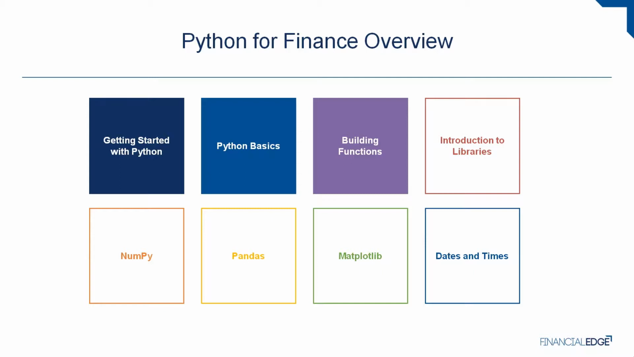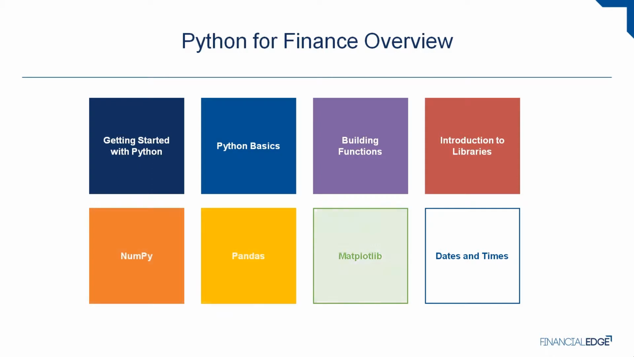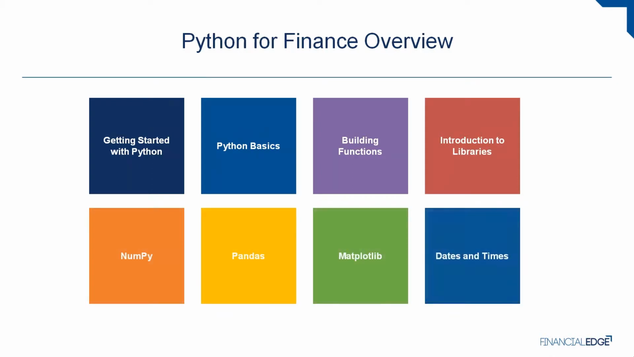And then finally, we move on to libraries. And mainly, we cover the NumPy, Pandas, Matplotlib, and Date and Times library. Most importantly, within each library, we look at some concrete examples of how to use these libraries alongside key financial datasets.